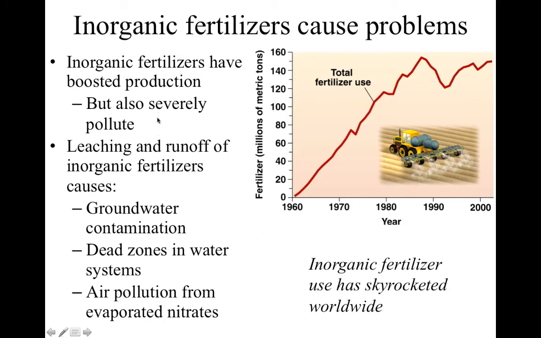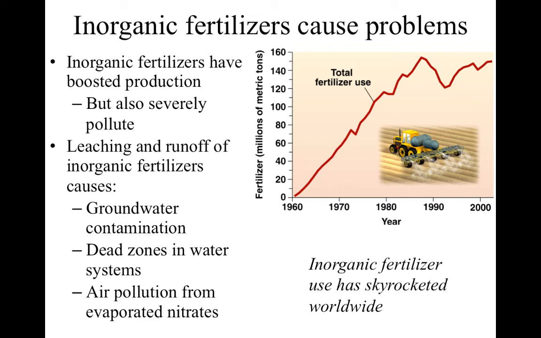Inorganic fertilizers, let's talk about that right now. They have boosted production, but they're also a severe polluter. The leaching and runoff of inorganic fertilizers contaminates groundwater. A lot of it winds up in rivers, which eventually lead to a larger body of water, and has created dead zones in water systems and in aquatic systems. A big example of that would be the Gulf of Mexico.